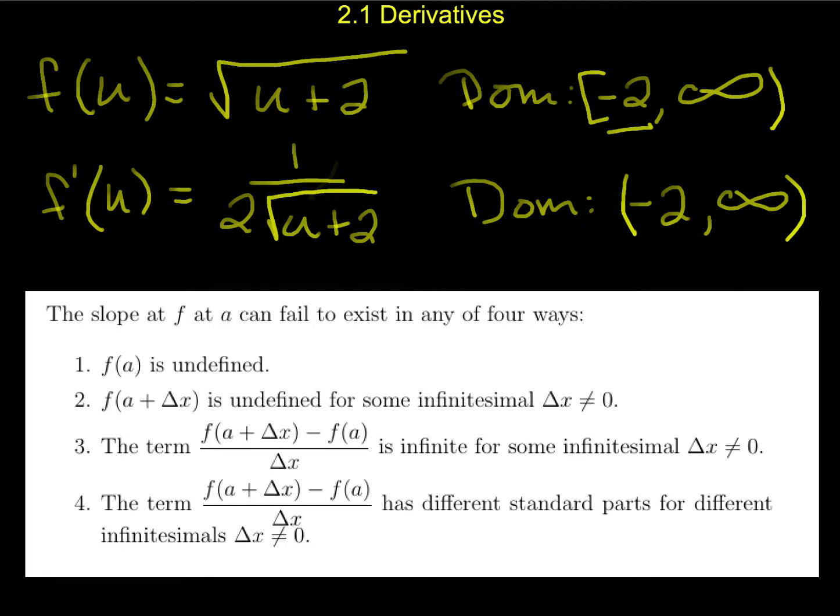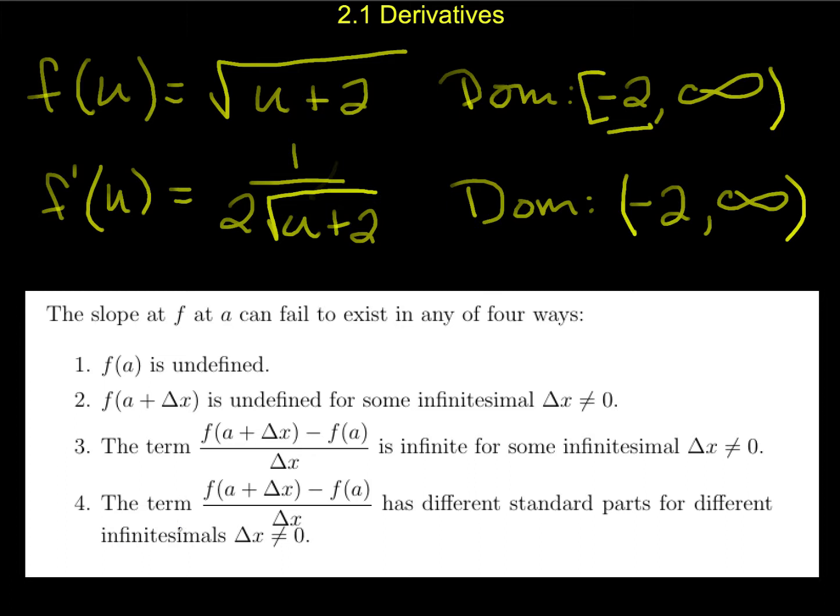which is what we see in this example here. At negative 2, both f of a plus delta x and f of a, or negative 2, exist, so we don't fail at 1 and 2, but in the third, if a is negative 2, then we end up dividing by 0, and really what's happening is the slope is going to infinity. We'll have a vertical slope there. So this example fails because of number 3 at the point where a equals negative 2.